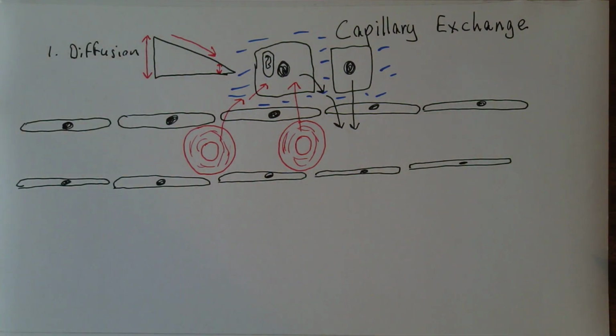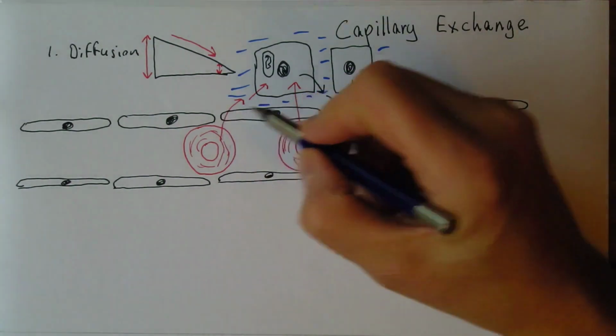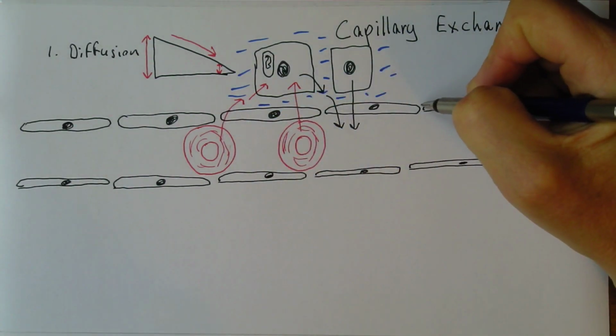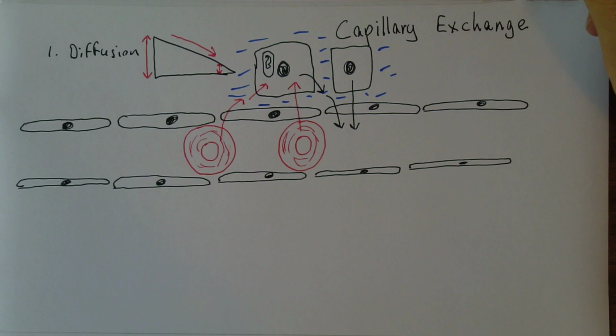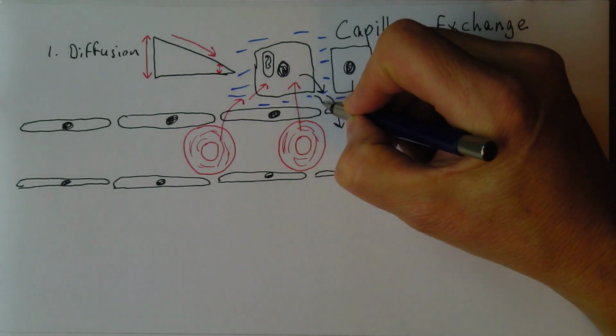Now that's simple diffusion. Now oxygen, carbon dioxide, hormones, glucose, amino acids, waste nitrogen can go in and out of the capillaries by simple diffusion. Now we know that there's these intercellular clefts between the individual cells. So some diffusion will take place through these intercellular clefts. That's going to make it a little bit easier for substances to get in and out.